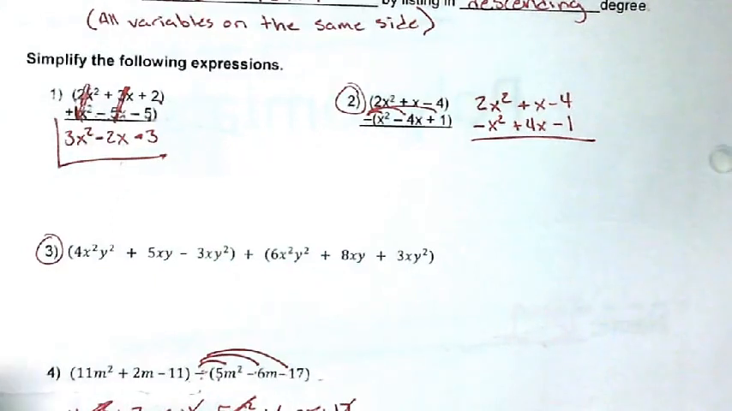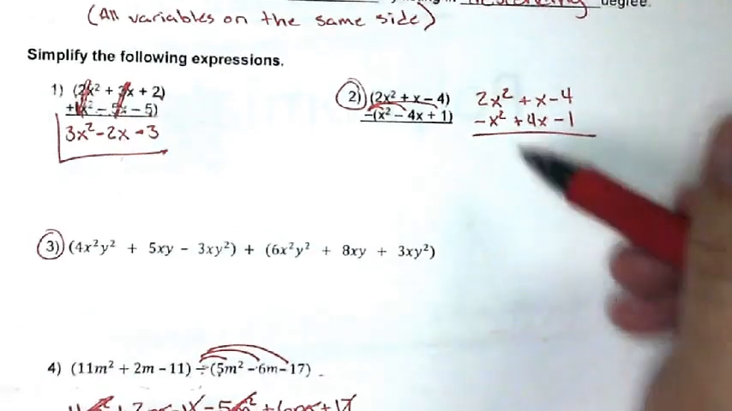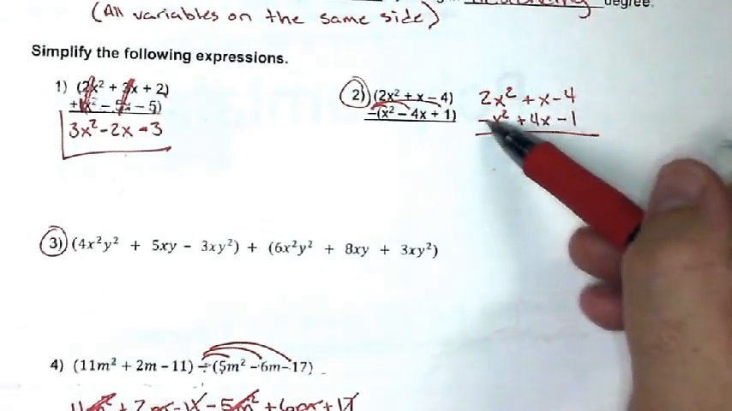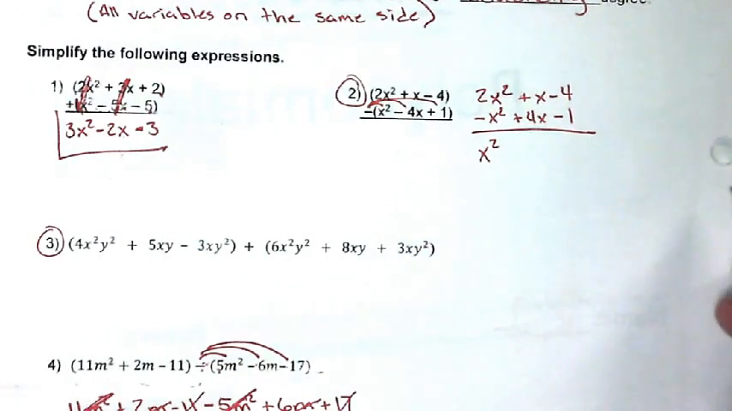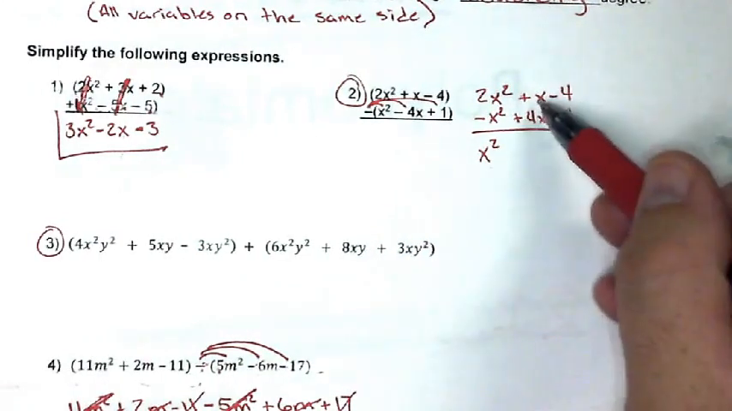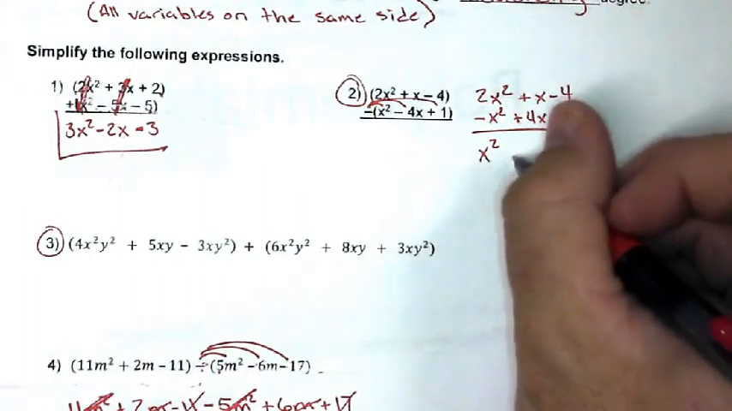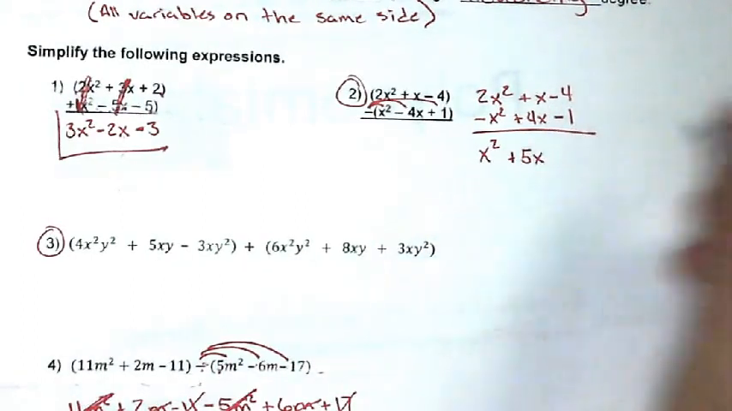You got to distribute, got to get rid of parentheses, okay? So when you distribute that negative to everything to its right, now this is what you have. Now you can just go down the list. 2 minus 1 gives you just 1x squared. You don't need to put the 1 in front of it. You won't get it wrong if you do, okay? 1x plus 4x's give you a total of 5x's. And then negative 4 minus 1 gives you negative 5, okay?